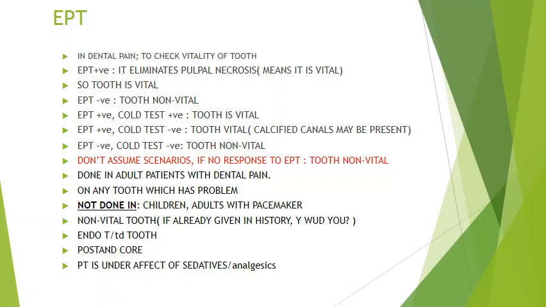Non-vital tooth: when in the case history it is already mentioned the tooth is non-vital, and you are asked to check the diagnostic test, it doesn't make sense to use this test again. When they have already specified the tooth is non-vital, why will you do EPT? It can be benign, it can be wrong, we never know, but it is not a correct option, that we know for sure. Then in children, it is not advised to do so. In adults with a pacemaker, it is not done.